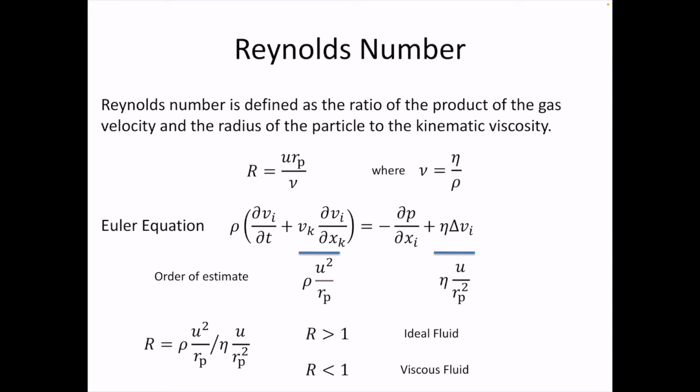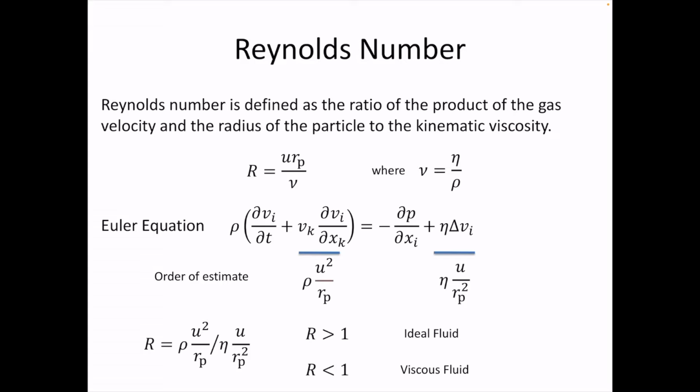Then we'd like to also introduce another non-dimensional value, the Reynolds number. The Reynolds number is defined as a ratio of the product of the gas velocity and the radius of the particle to the kinematic viscosity. So the Reynolds number is equal to u times R sub p over nu, and nu is expressed as eta over rho.